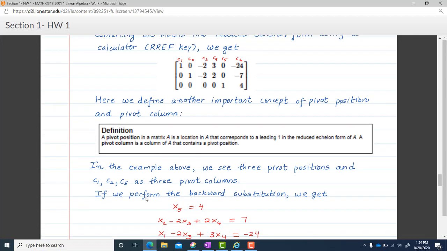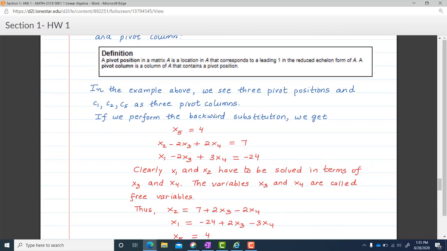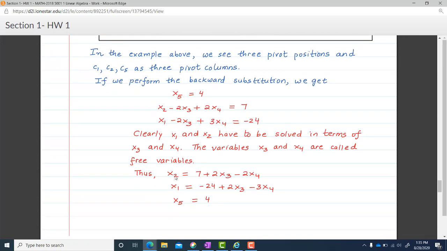Let's look at the example first. If I do my backward substitution here and I'm getting 3 pivot positions, it means 2 of my variables will be free variables in this case, and 3 will be my basic variables, which will depend on the free variables. Now, from the last pivot position, I can say that x5 is 4. From the second row, I can say x2 minus 2x3 plus 2x4 is negative 7. The two columns which are non-pivot correspond to my free variables. So x3 and x4 will be my free variables. The last row tells me x5 is 4, and the previous two rows give me these two equations. Clearly, x3 and x4 are my free variables.